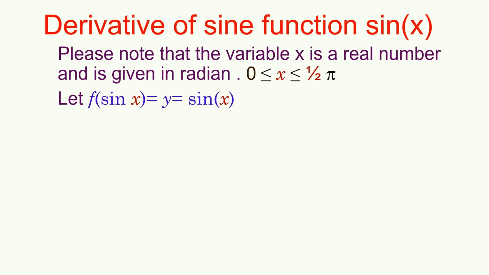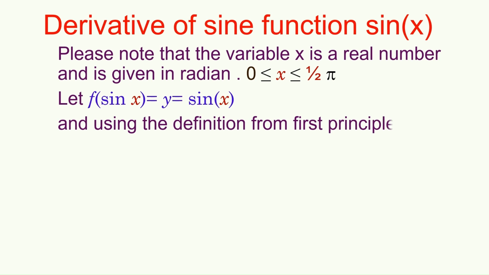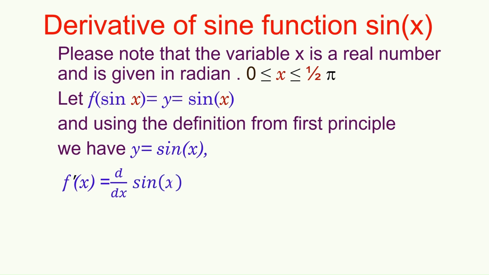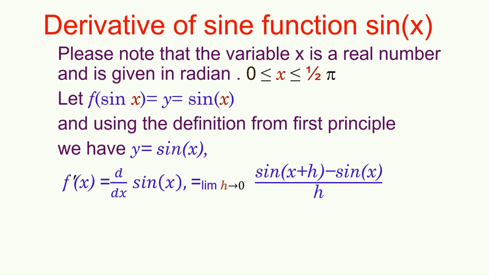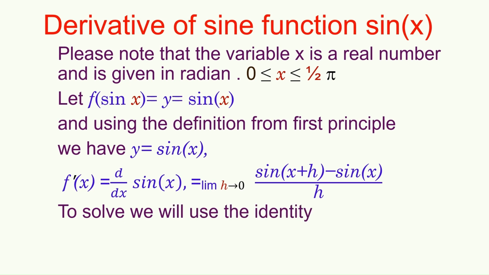Let the function y equal sine of x. Using the definition from first principle, f dashed x equals d dx sine x equals limit h tends to 0 of sine of x plus h minus sine of x, whole divided by h. To solve, we will use the identity sine of a plus b equals sine of a times cos of b plus sine of b times cos of a.